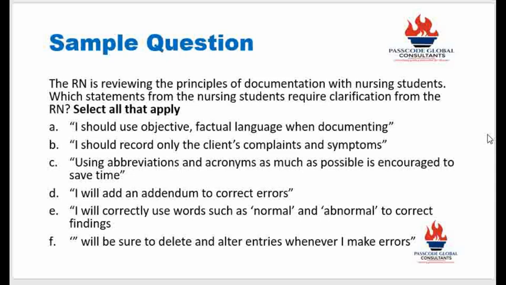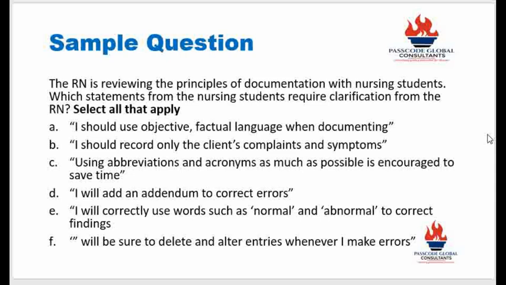B says, I should record only the client's complaints and symptoms. This is a bad option because it is talking about only. One of the strategies we use in NCLEX is to look at the choice of words that have been used in the options. Only is limiting. When you are assessing a patient as an RN, there are many things that you're looking at. You are doing your own observations, which are not included here because the word only is limiting. So the RN needs to correct this statement and tell the student that when you are documenting, you don't include only the complaints and symptoms. You need to include everything.